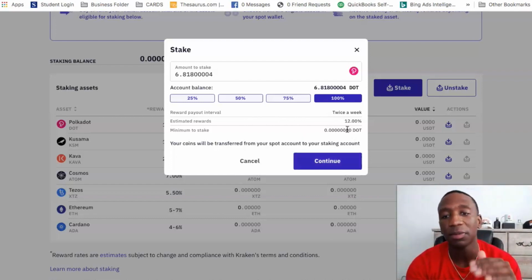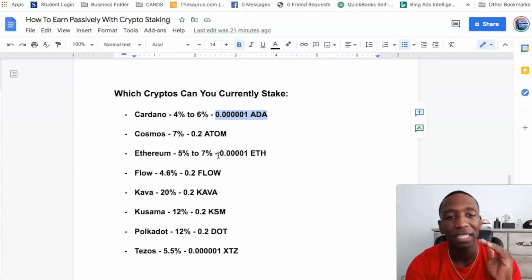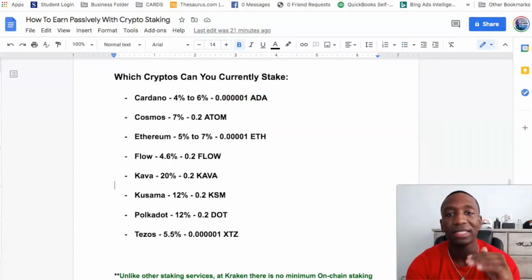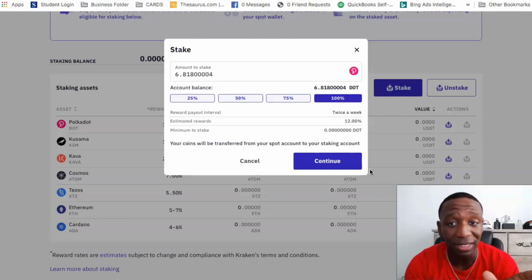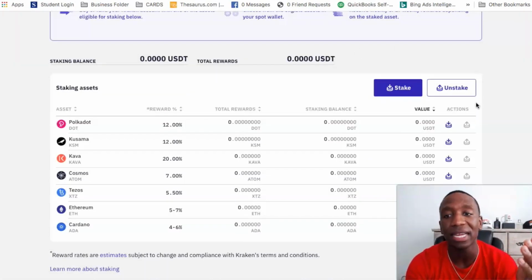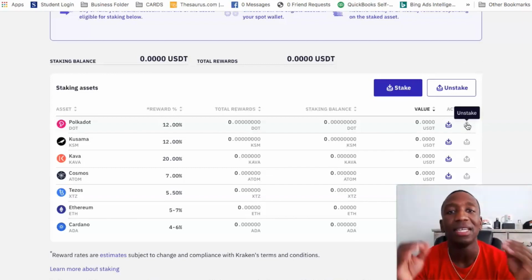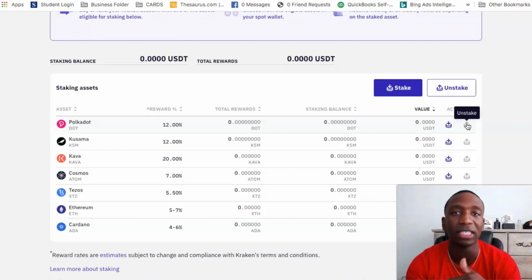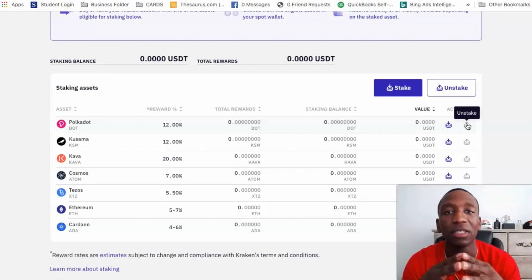Now, as far as this minimum to stake, I already got that information right here. So if you want to pause the screen, take a screenshot, do whatever you need to do, these are the minimums because I've already done the research for it. All right, so that is as simple as it is. All you do is you hit continue, and it'll start the process. Once they get you there, it'll all be good to go. And then as far as the unstaking, this will actually be lit up, so all you could do is just hit unstake if you want to just get your funds back. So very, very simple process.